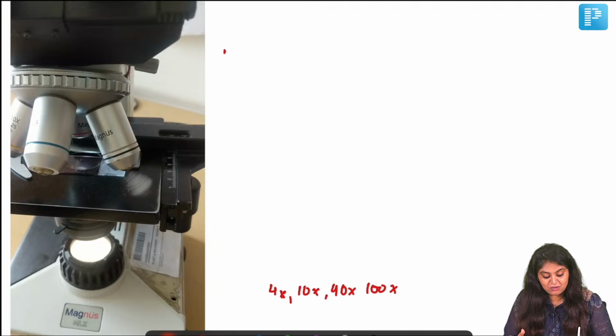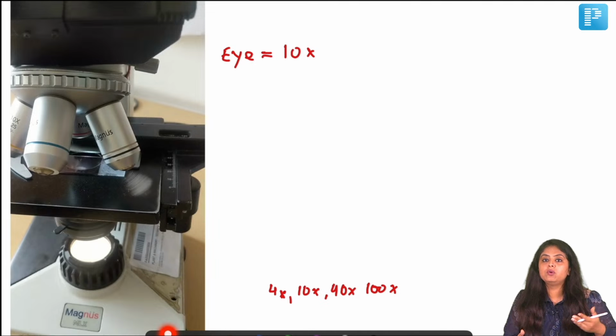The magnification of the eyepiece is going to be, I hope it's visible. Yes, it is. It is going to be 10x. So if I repeat this, the objective lens is 4, 10, 40, 100. And eyepiece ka kya hota hai? That is going to be 10x.